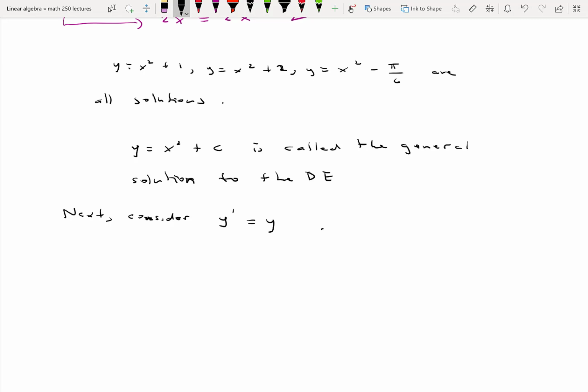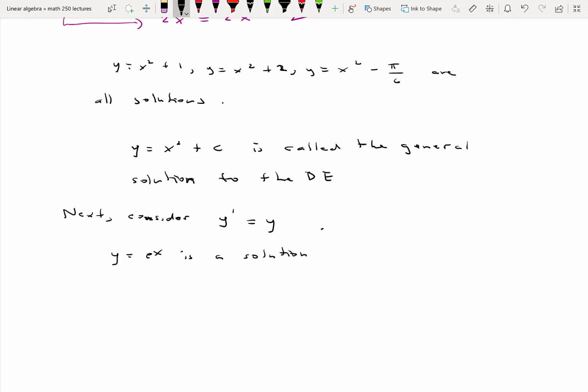There's only one function in your universe that behaves that way. What is the only function you can imagine that when you take its derivative, you get back the same function? It's the exponential function. So that's a solution. y equals e to the x is a solution.